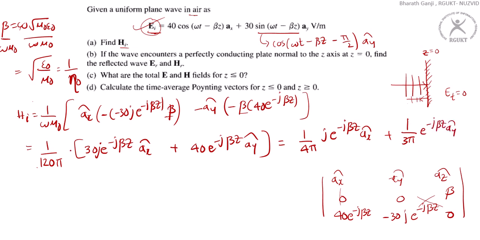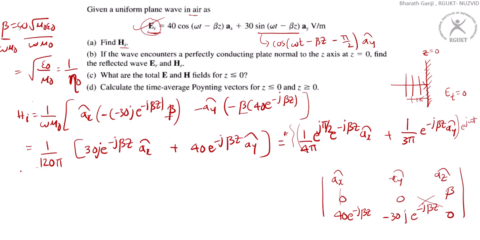Now you want to convert into the time domain: you multiply this whole thing with e power j omega t and take the real part of it. When I take the real part, what do I have to replace j with? I can replace j with e power j pi by 2.